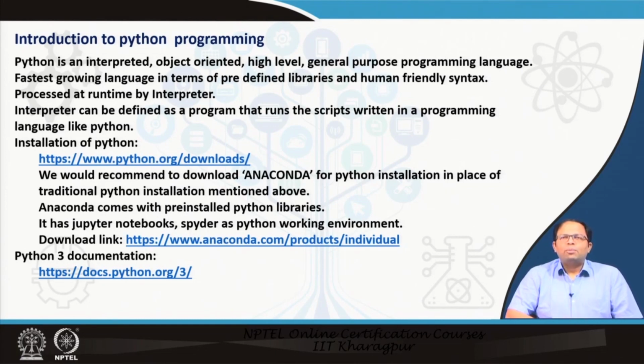It's very difficult to cover a programming language in a single lecture. So it's an object-oriented language, which means we have this concept of classes where we create a group of functions and variables and make them into one class. And this is a very, very popular language. It's very easy to develop code in it. It is the fastest growing language, and it has many predefined libraries and human-friendly syntax. That means coding is almost like writing normal English, and it is processed at runtime by an interpreter. An interpreter can be defined as a program that runs the scripts written in a programming language like Python.